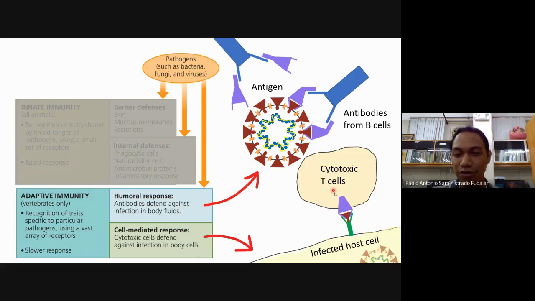Okay, so the cytotoxic T cells will detect this and they will release an enzyme that will cause the infected host cell to die, to burst. And once this is burst open, the viruses that are inside will be freed outside and the antibodies will be able to trap them, to bind to them. Okay, so this is the importance of the antibody now in case of SARS-CoV-2.